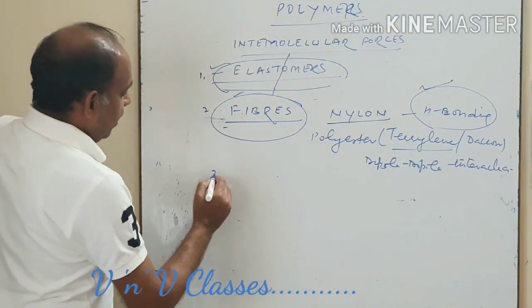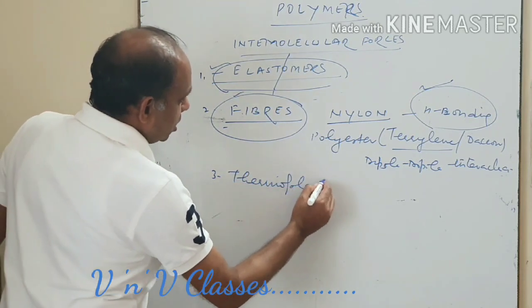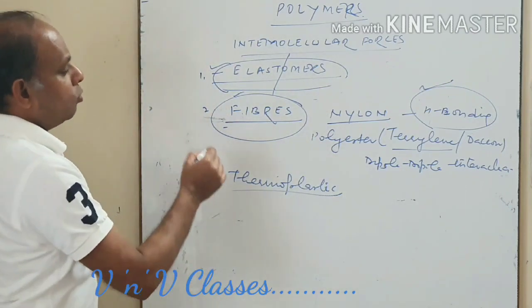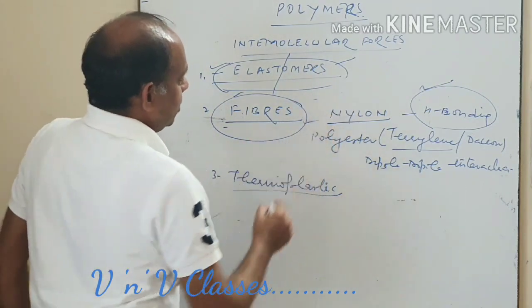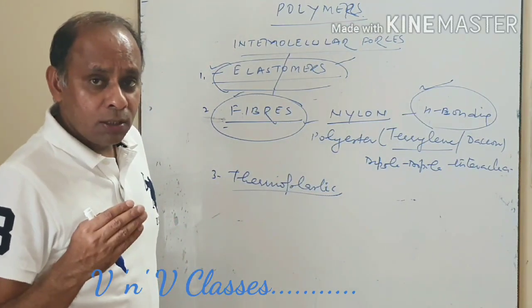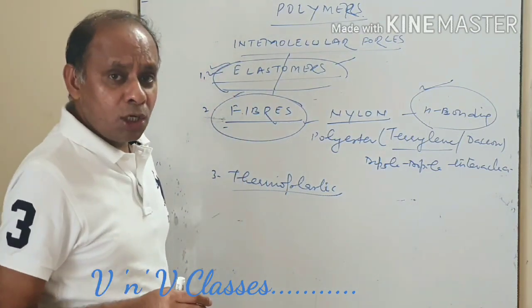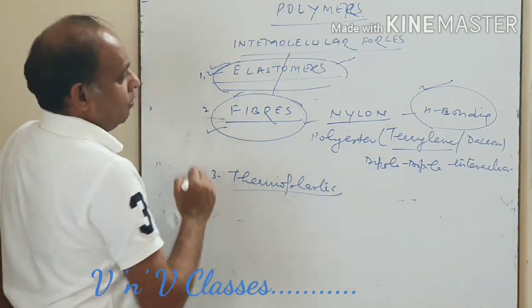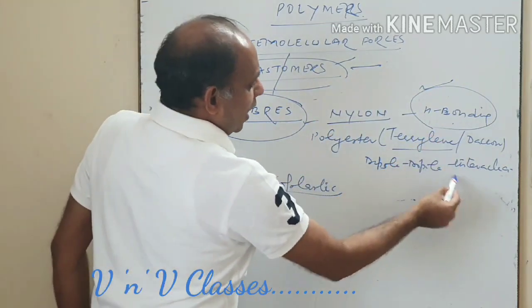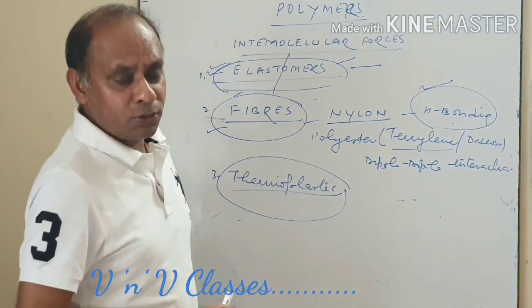And third, we have the case of thermoplastics. And remember, these thermoplastics have intermolecular forces intermediate to those of elastomers and fibers. Where do we find the weakest intermolecular forces? Yes, in elastomers. And where do we find the strongest intermolecular forces? Correct, in fibers. Here we have weak van der Waals forces, there hydrogen bonding and dipole-dipole, but in thermoplastics we find the forces in between the two.